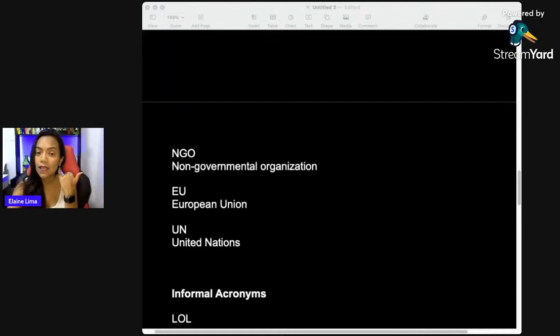And in Portuguese, we say ONG. You see, we have another one in Portuguese, ONG. So ONG is another acronym. MST is another acronym in Portuguese, right? So in English, NGO, okay? Remember, NGO, non-governmental organization, or organização não governamental. Then we have EU, European Union, UN, United Nations, Nações Unidas, right?